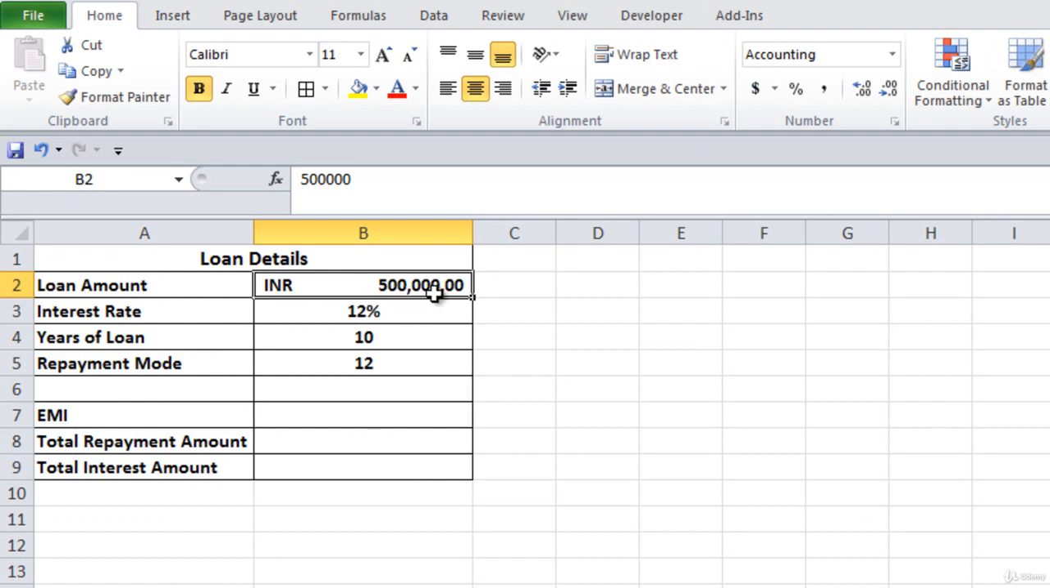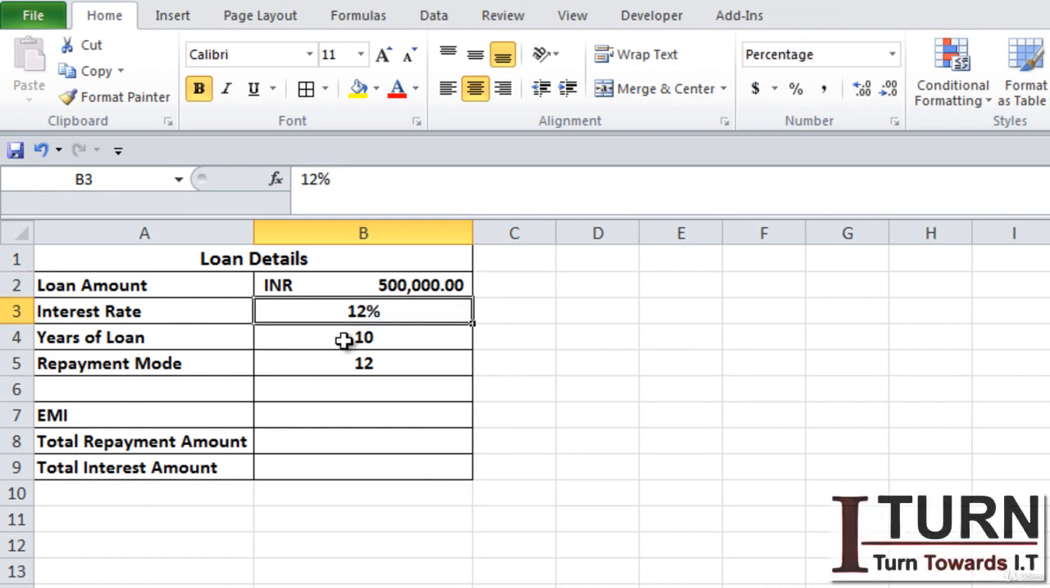So loan amount is 5 lakh, interest rate is 12%, year of loan is 10 years, repayment mode is 12. Look, repayment mode is of three types. The first one is 12. This means in a year 12 times you are going to make a payment, so that's going to be equated monthly installment. So monthly you will be making the payment, so it's going to be 12. Another option is 4. This means quarterly you are making a payment. Another option is 2. This means half-yearly you are making a payment.